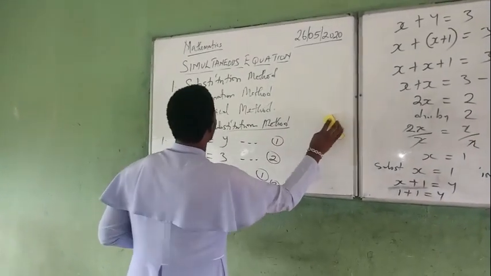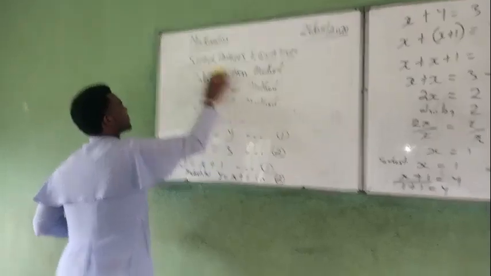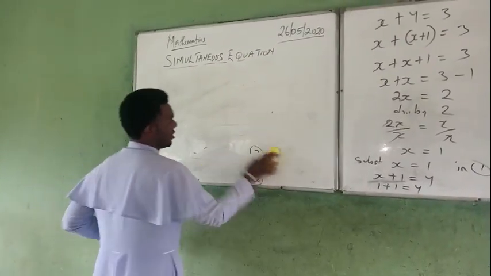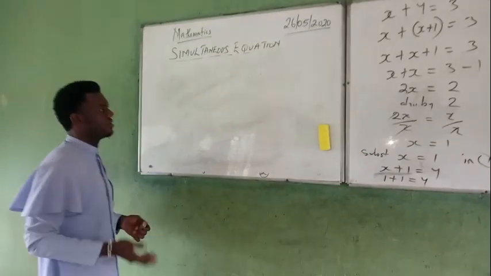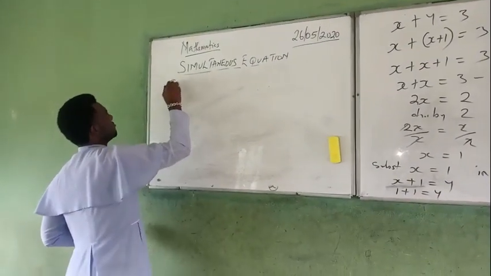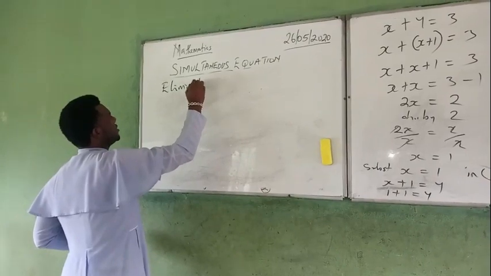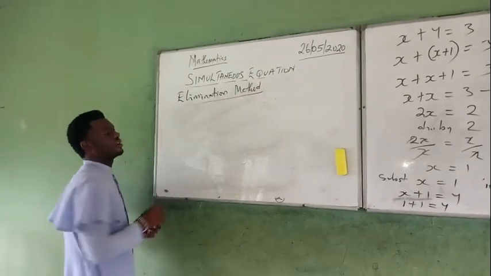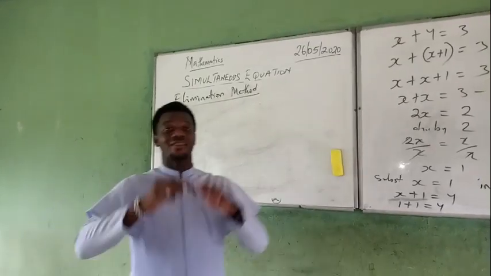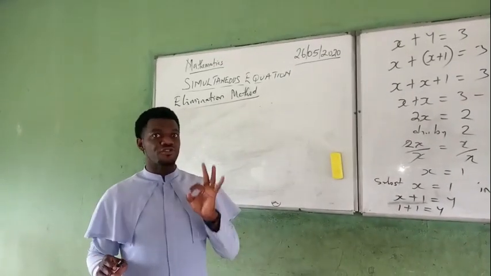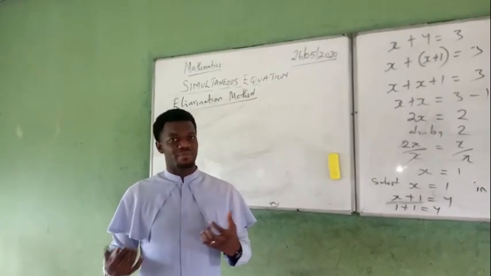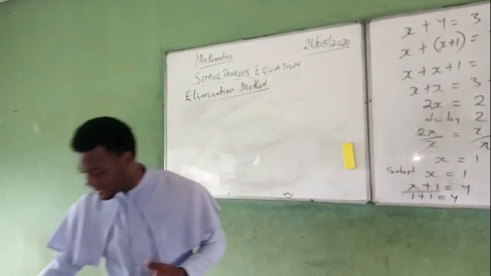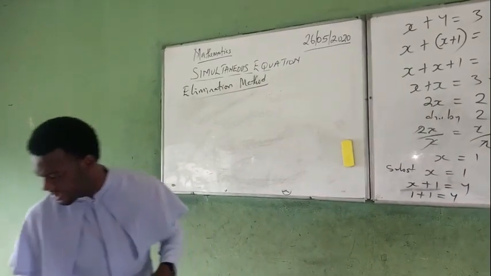Now we are going to use the elimination method. The elimination method is very interesting. In fact, that is the method I always employ. It's very interesting, very simple. So, the elimination method. Normally you can use the elimination method in solving every simultaneous equation, but using the substitution method can be difficult in some, especially for instance in questions like this.